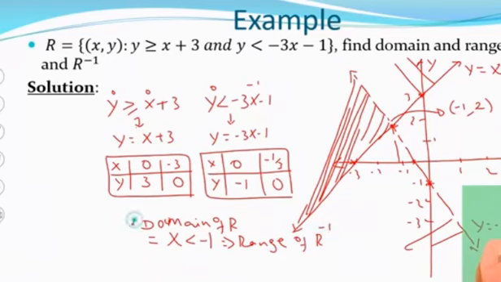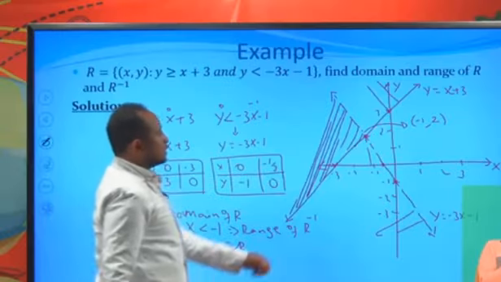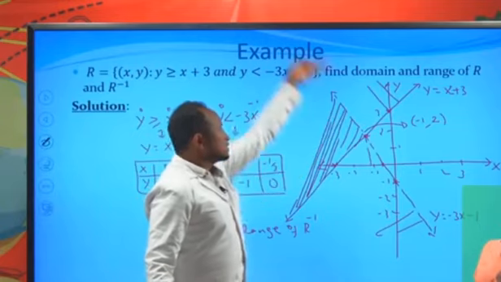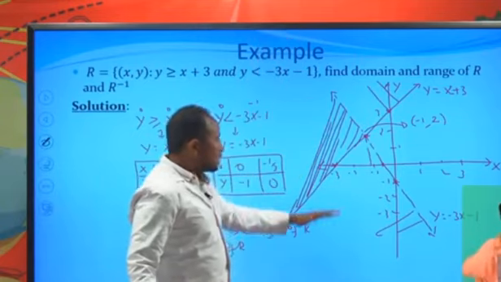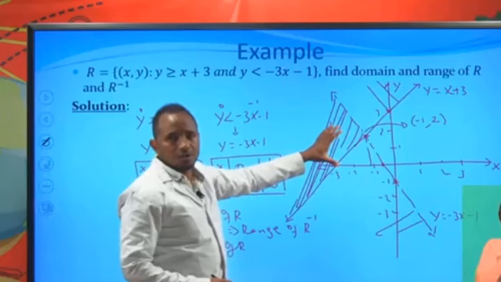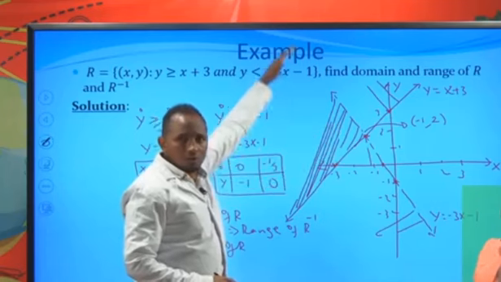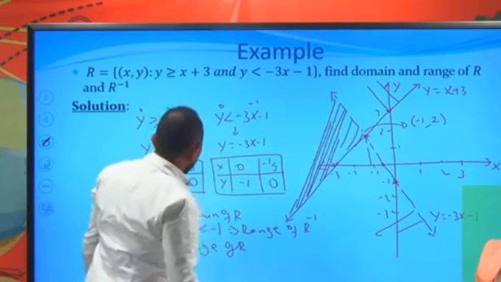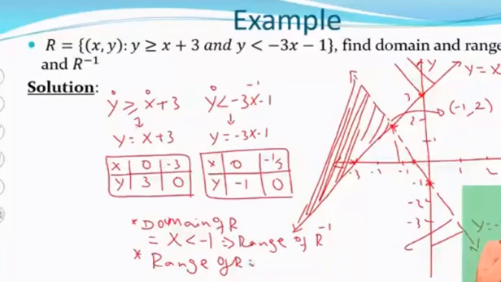Similarly, the range of R, as you can see, this region extends to the upper part and lower part throughout the y-axis. It decreases down, so we don't have a limit for its range. Therefore, the range of R is all real numbers. This is the same as the domain of R inverse. This is it. So let's continue to the next part.